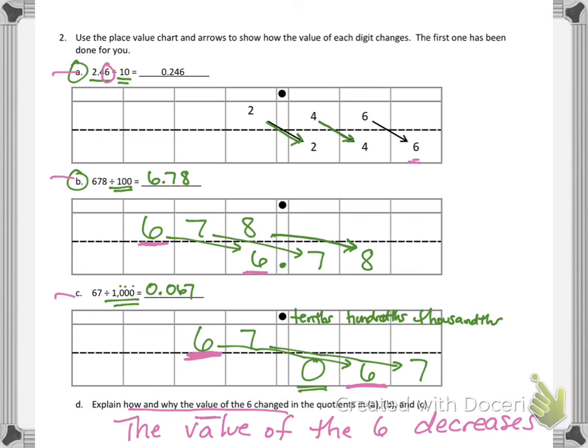And I would add that in A, it decreased by 10, and in B, it decreased by 100, and in C, the value decreased by a power of 1,000. So that's an important distinction, that they didn't just decrease a little bit, they decreased by a power of 10. Okay, hope that was helpful.